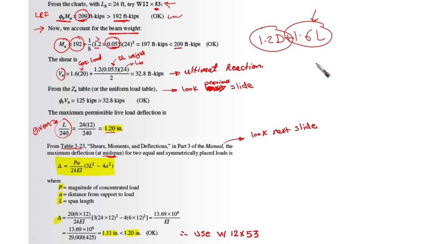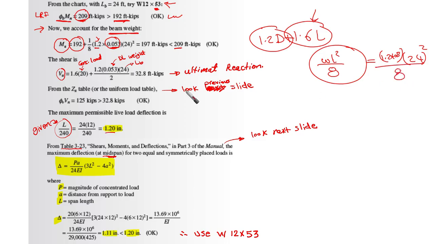And then 1 over 8, it is simply like WL squared over 8. So here our L is 24, so it is 24 squared. W is going to be 1.2 times 0.053, the weight of the beam, over 8. This is what we have done here. So remember 1.2 is for the load combination. Then we're going to check. We found that it gives us 197 foot-kips, which is less than the available strength that we already got from the curve, which is 209. Then it's okay for us.